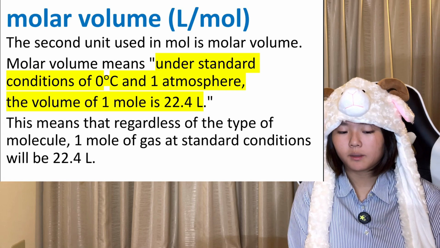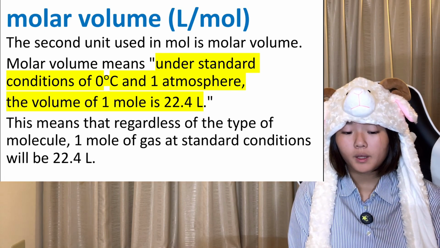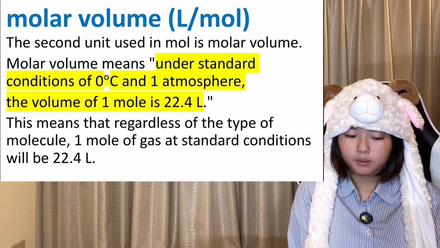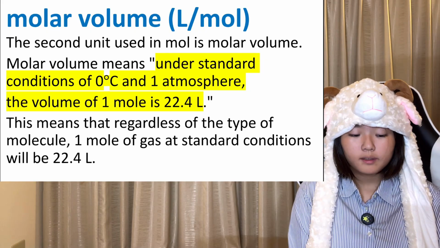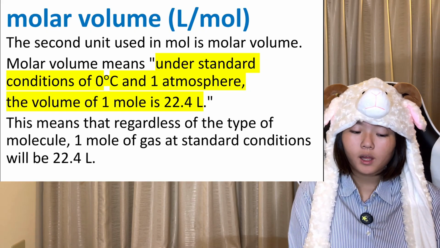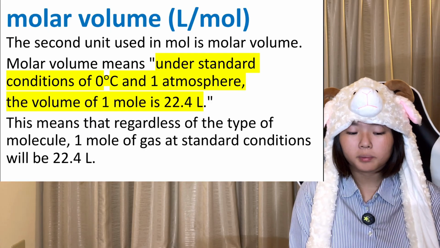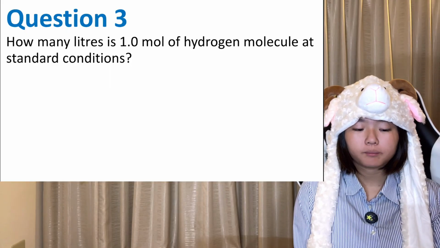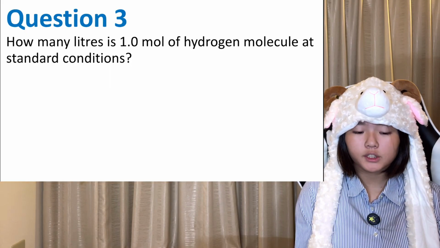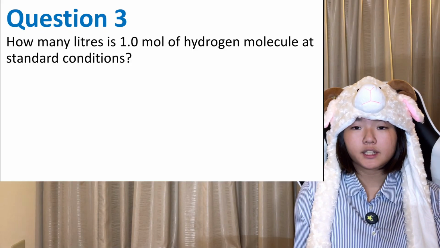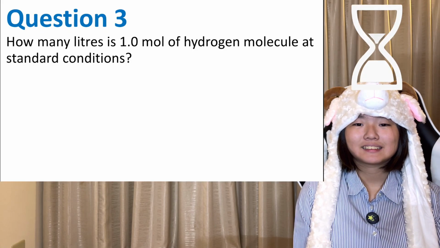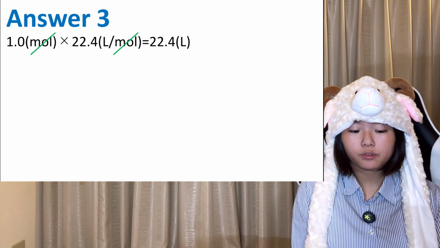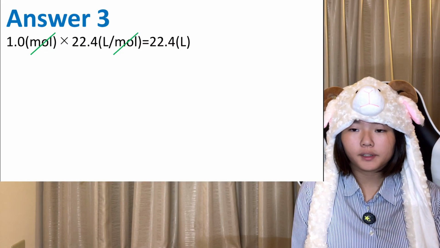The second unit used in mole is molar volume. Molar volume means under standard conditions of 0 degrees Celsius and 1 atmosphere, the volume of 1 mole is 22.4 liters. This means that regardless of the type of molecule, 1 mole of gas at standard conditions will be 22.4 liters. Now, I'll give you a few questions to test how well you understood. Question 3. How many liters is 1 mole of hydrogen molecule at standard conditions? The answer is 1 mole times 22.4, which is 22.4 liters.